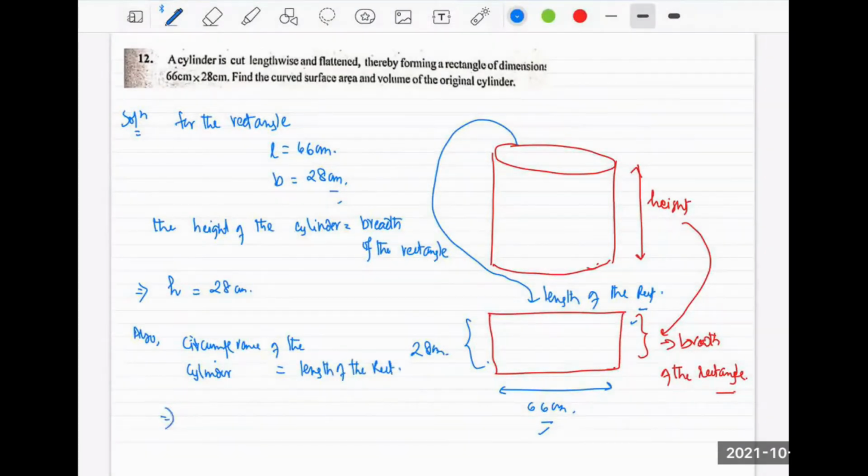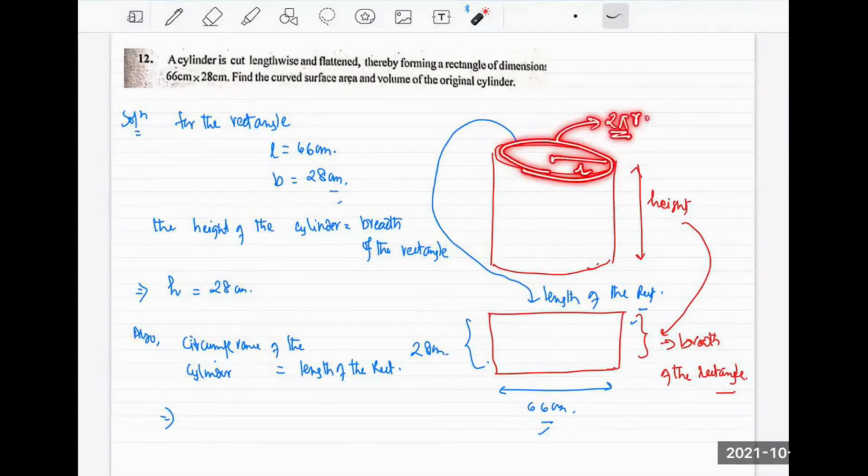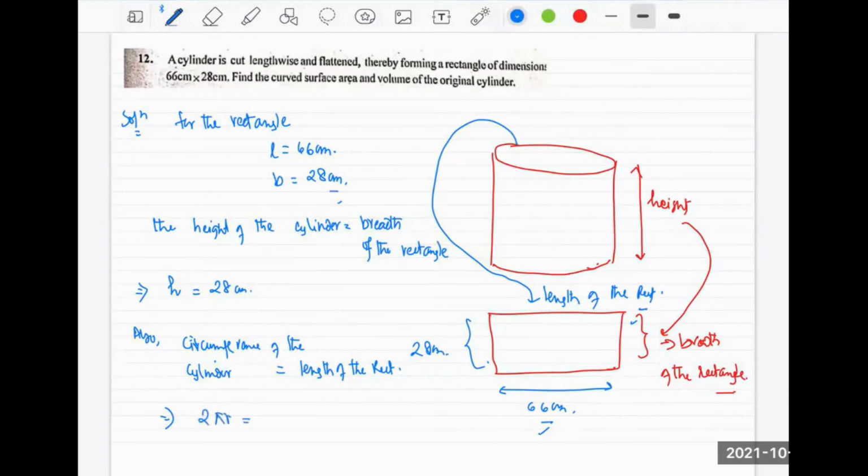What's the formula for circumference? If the radius is r here, this circumference will be equal to twice pi r, right? So we will have twice pi r is equal to the length of the rectangle, which is given as 66. So put 66 here. We want the radius, okay? So r is equal to 66 divided by 2 pi.